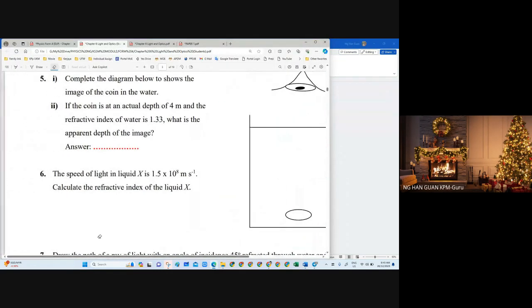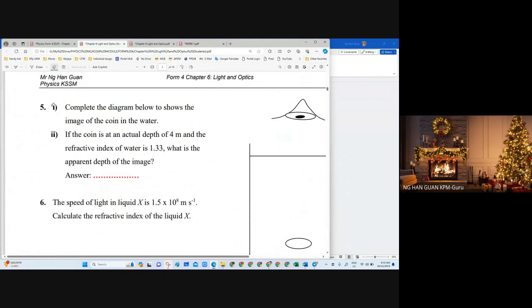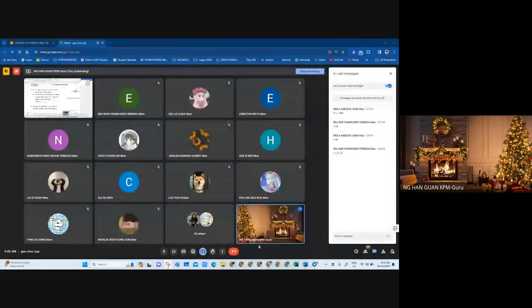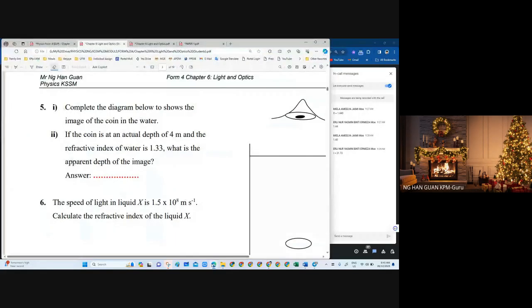Okay. So now, question 6 here. How much is the apparent depth? I give you the actual depth, 4 meters. Then how much is the apparent depth? Just substitute the formula. I think it's not challenging at all. Anyway, just give me your answer. How much is the apparent depth for the image formed?